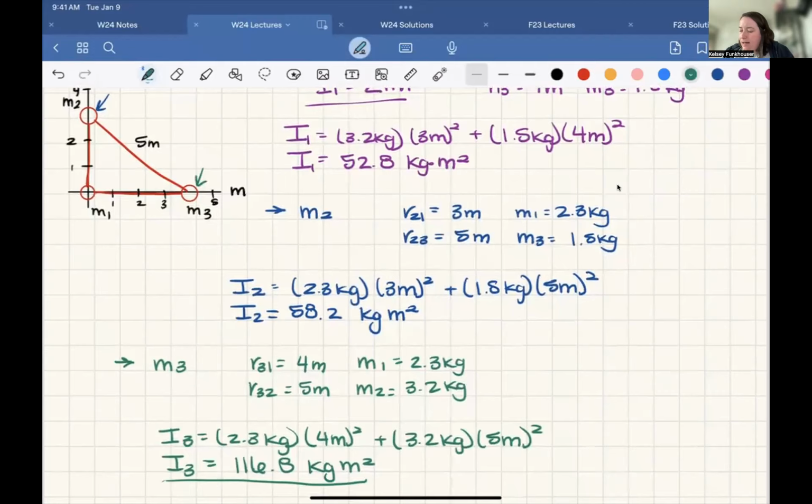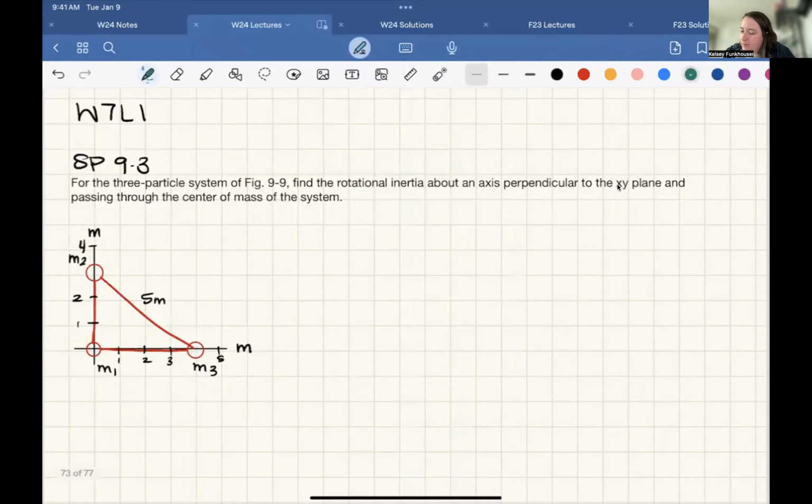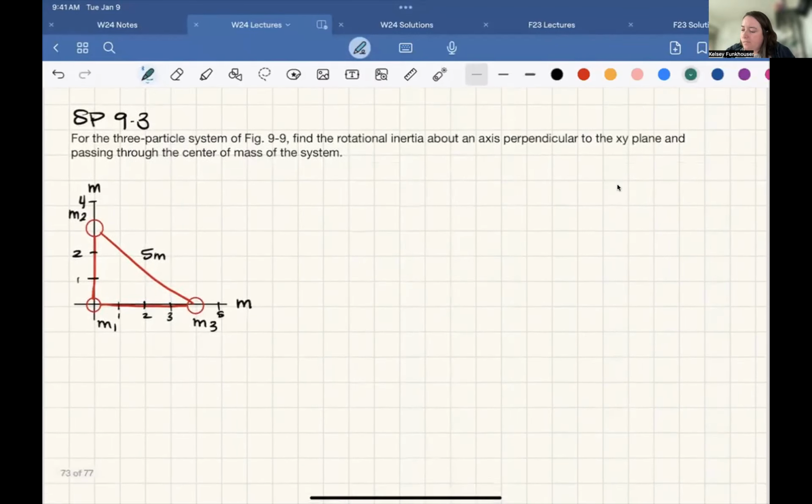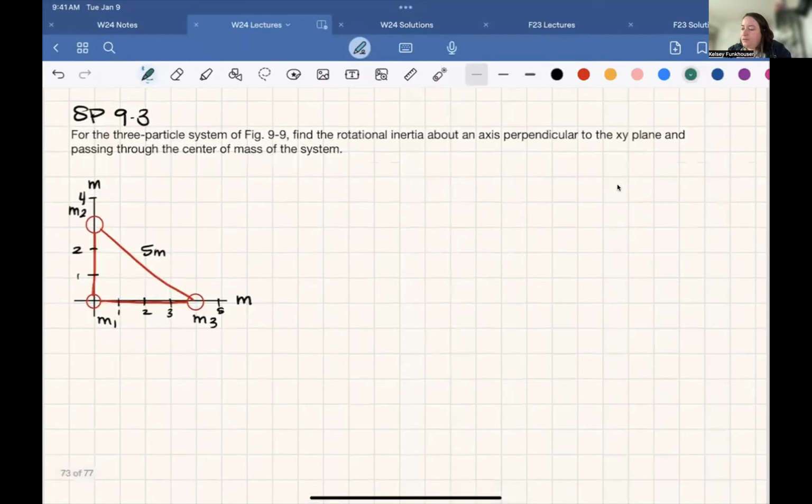So we also have another sample problem about this same situation. Now we want to find the rotational inertia about an axis perpendicular to the plane, which is what we were doing before, but passing through the center of mass of the system. So this means we have to find the center of mass first.